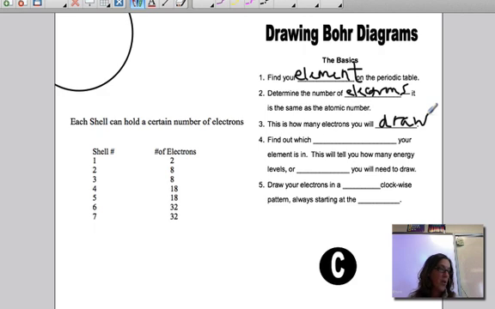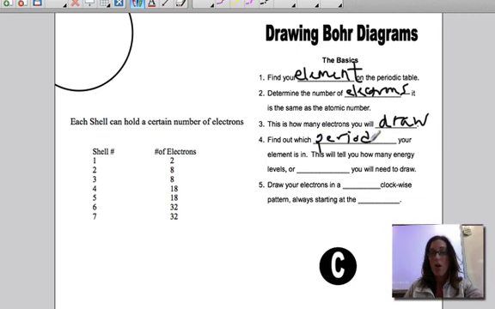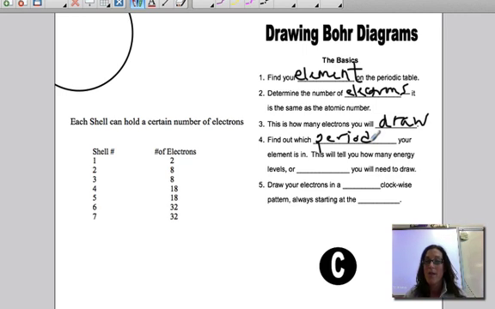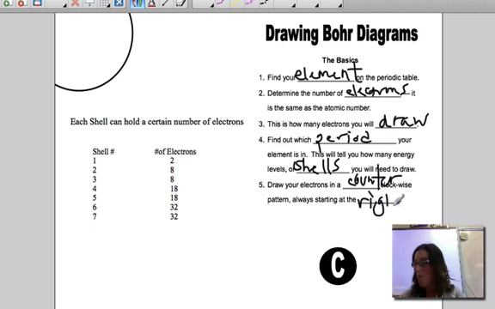Step 4, you need to find out which period your element is in. If you recall from yesterday or the day before, a period is the row that it is found in. This row, or this period, will tell you how many levels or shells you will need to draw. You need to draw your electrons in a counterclockwise direction, starting at the right.